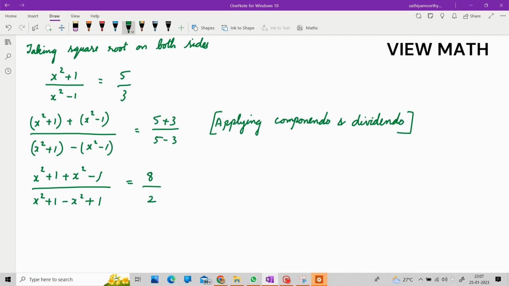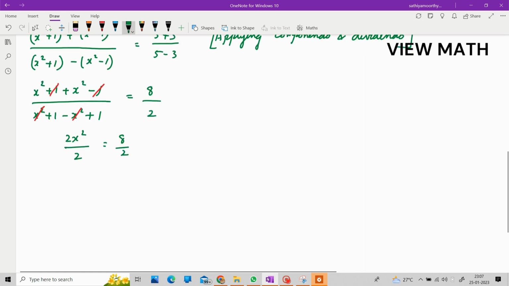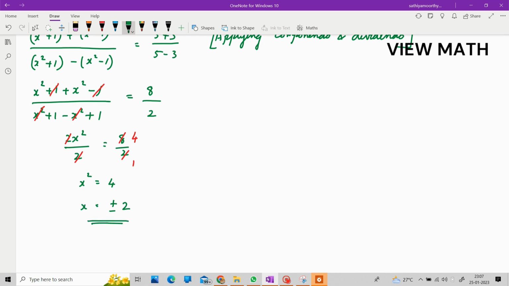Now here let me cancel the terms. Plus 1 and minus 1 I can cancel. Here x^2 and minus x^2 I can cancel. So remaining 2x^2 in the numerator by 1 plus 1 is 2, which is equal to 8/2. Now let me simplify this. If I simplify this, I get 2 and 2 gets cancelled. So I'm getting x^2 is equal to 4. So x is equal to plus or minus 2. So we have found the value of x, where x is equal to plus or minus 2.